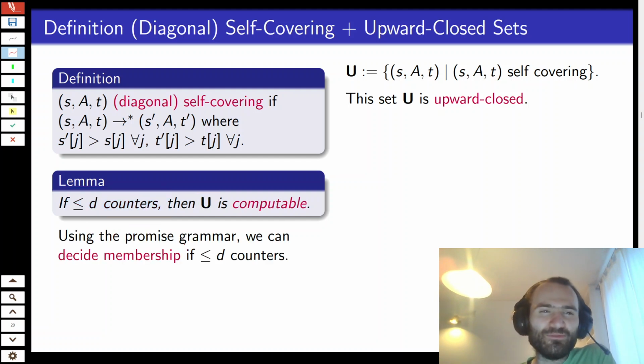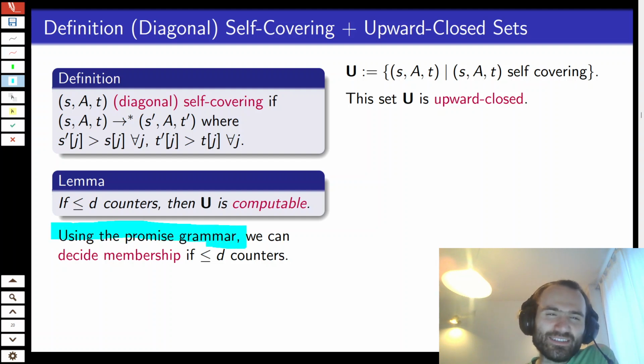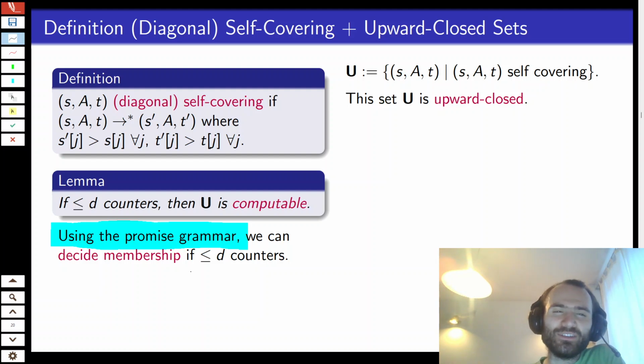Okay, how do we compute U? The idea is the following. We have seen in the last video that assuming that forward ideal is computable, we can decide whether a configuration has a pump, or whether a configuration is self-covering. So now, of course, we're going to use this. Using that construction, we know that because forward ideal is computable for at most D counters, we can decide membership in U if we have at most D counters.